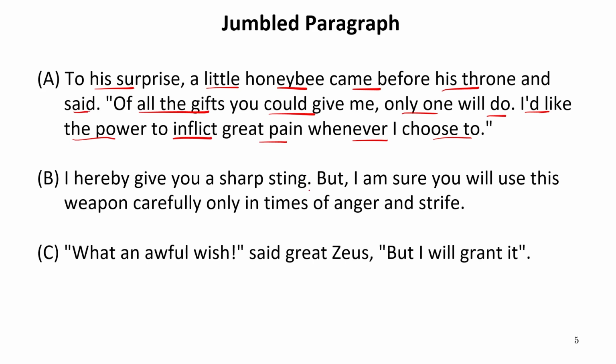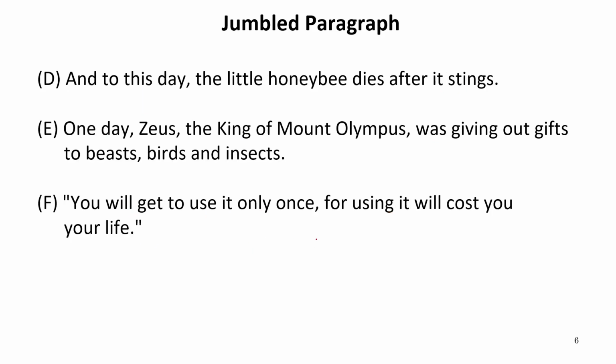Now, to whom did she say all these words? Next: I hereby give you a sharp sting, but I am sure you will use this weapon carefully only in times of anger and strife. In this sentence, a person is saying I hereby. Now, whom does this I refer to? We don't know. In the C sentence, it is given, what an awful wish. It means it is a remark for some wish. It means this cannot begin the paragraph. There must be something before it. So this is the middle of the sentences.